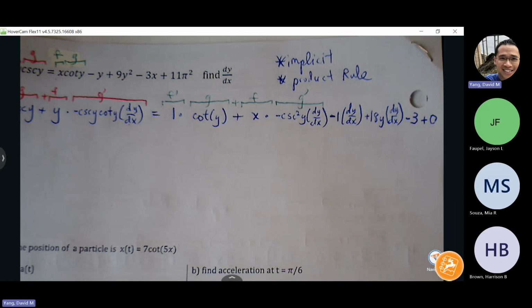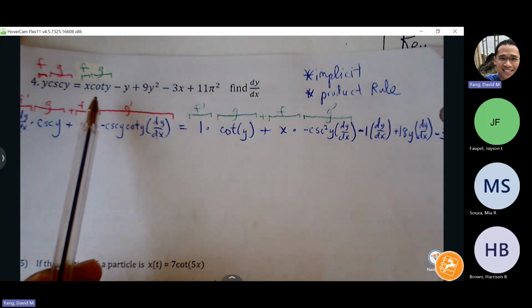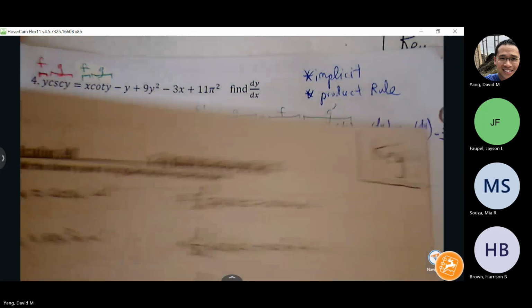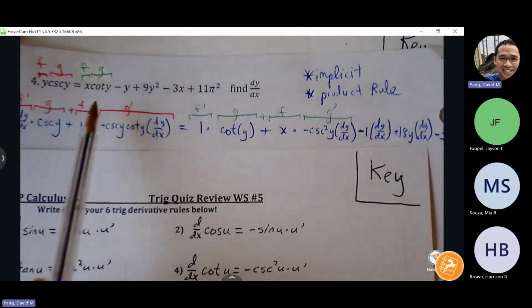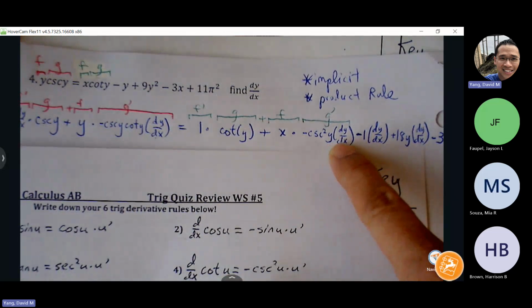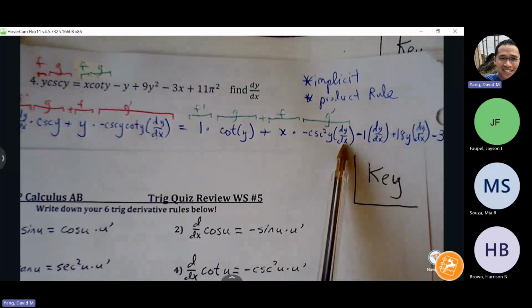Yeah. Reason you got a G prime for like a cotangent one? You just go over that process again. Sure. So cotangent's derivative is negative cosecant squared u times u prime. So therefore, cotangent of y becomes negative cosecant squared y times y prime, and y prime is just dy dx.